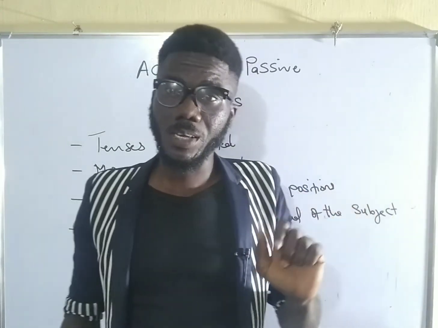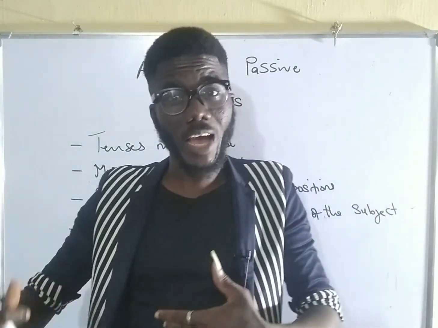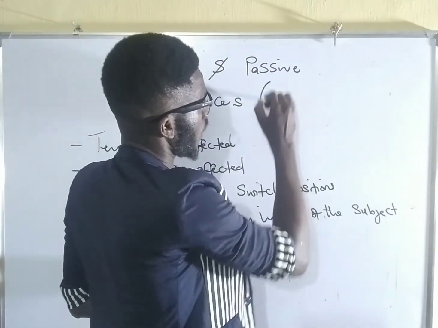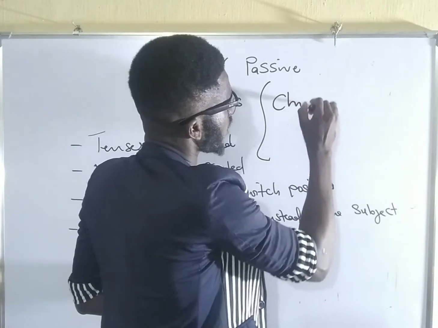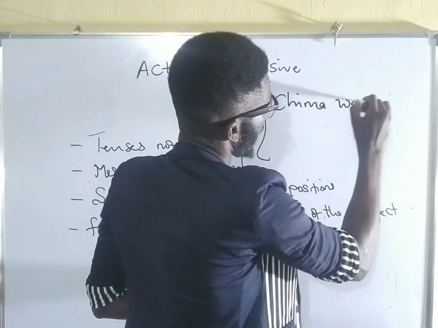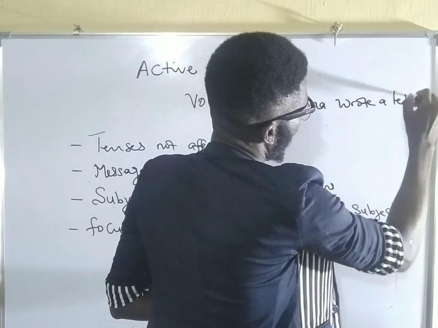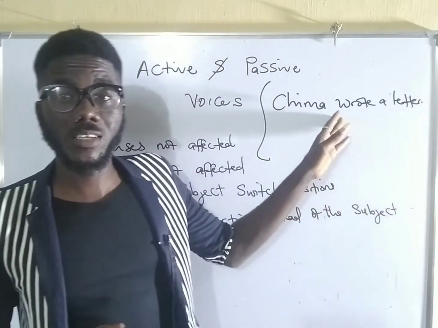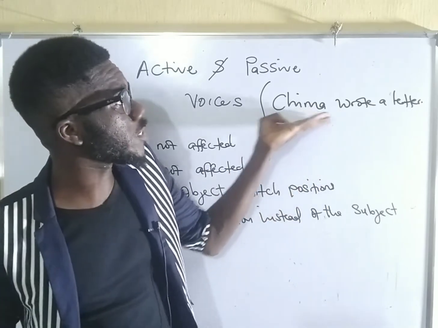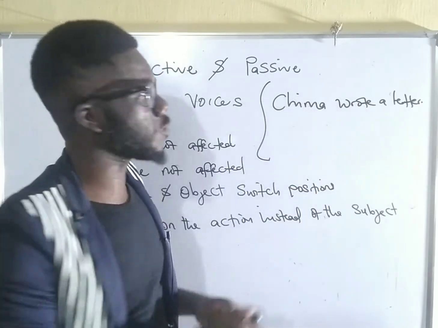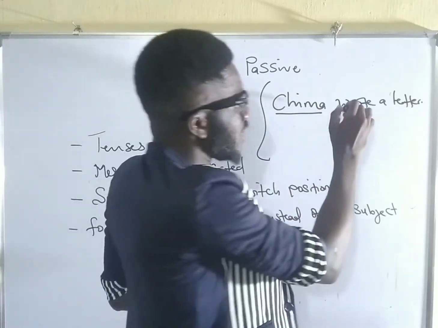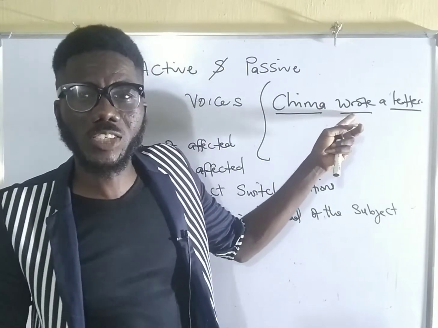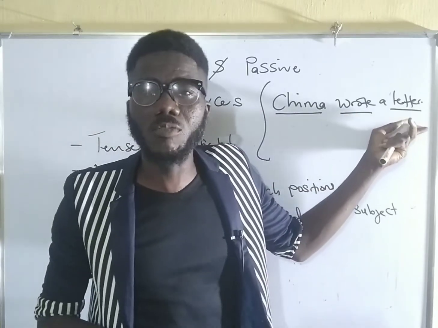Am I communicating? Whenever you have the subject performing the action, take for instance, if somebody says, Chima wrote a letter. I apologize for the tininess of the handwriting. Now, when somebody says, Chima wrote a letter, what is the subject of this sentence? This is the subject. This is the verb. This is the object. Now, the subject performs the action. This sentence is in the active voice form.